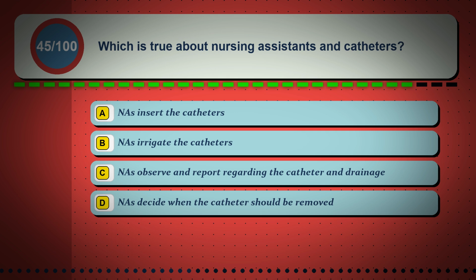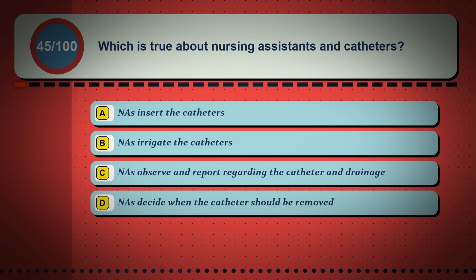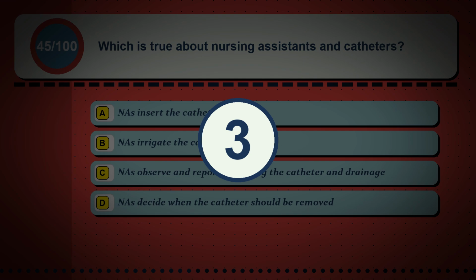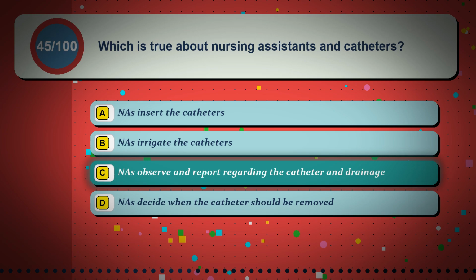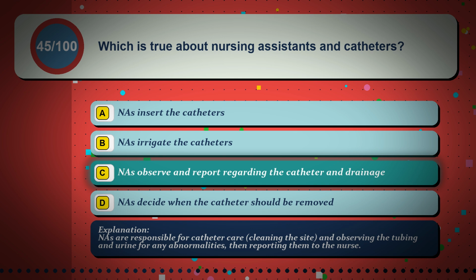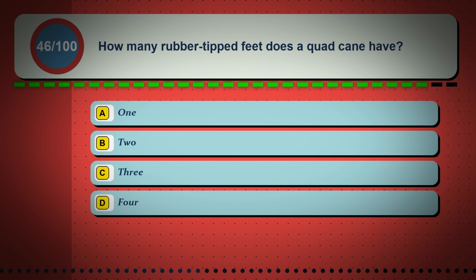Question 45. Which is true about nursing assistants and catheters? Option A, NAs insert the catheters. Option B, NAs irrigate the catheters. Option C, NAs observe and report regarding the catheter and drainage. Option D, NAs decide when the catheter should be removed. The correct answer is option C, NAs observe and report regarding the catheter and drainage. NAs are responsible for catheter care, cleaning the site, and observing the tubing and urine for any abnormalities, then reporting them to the nurse.